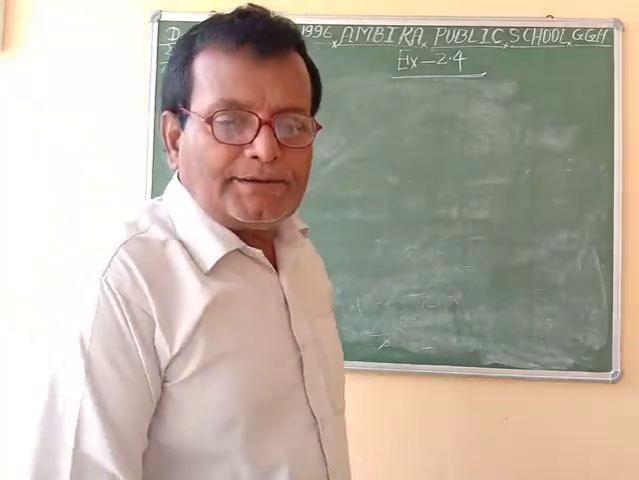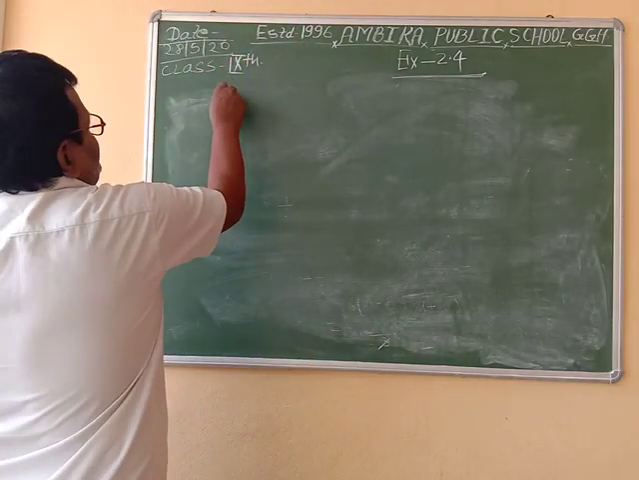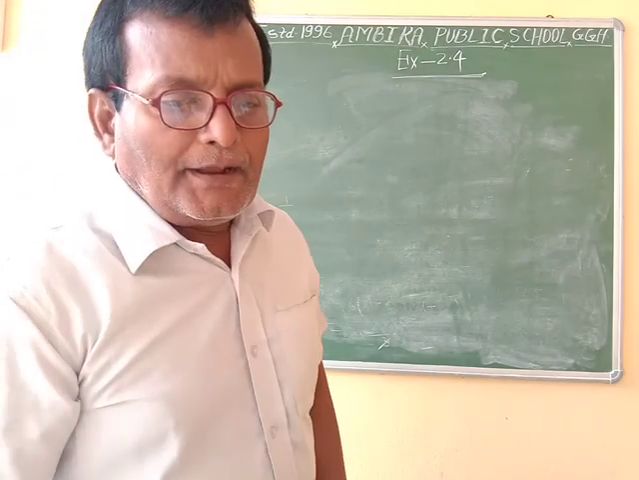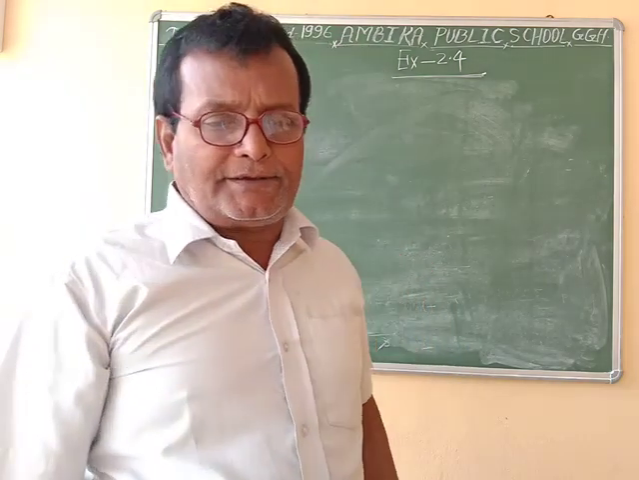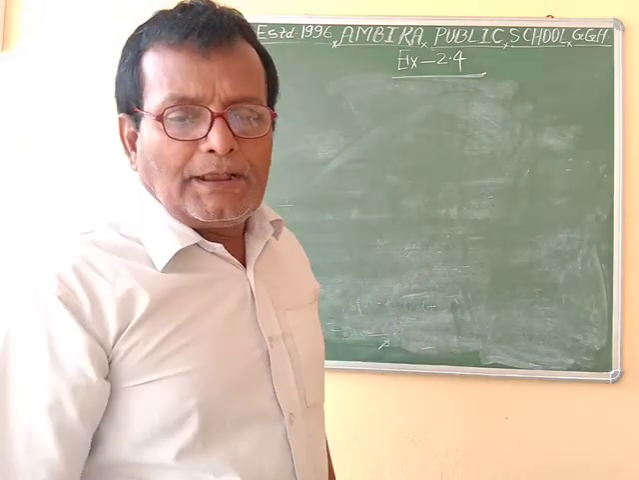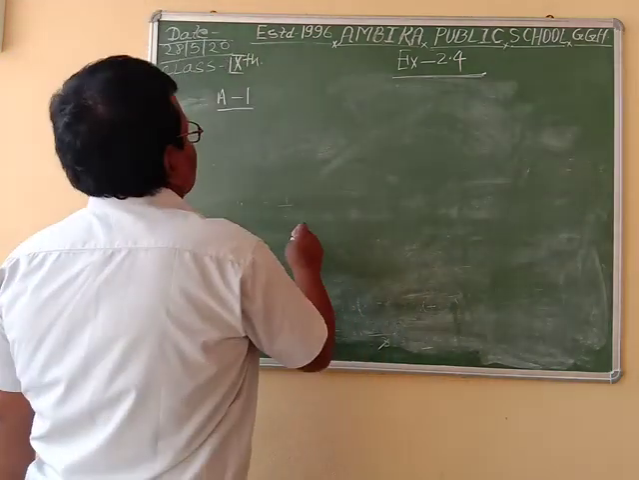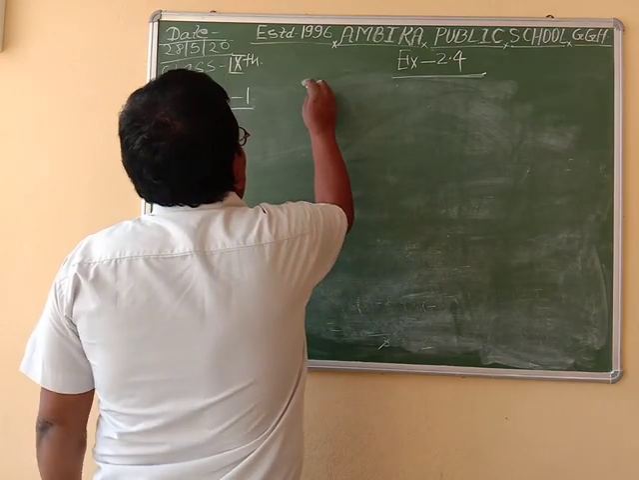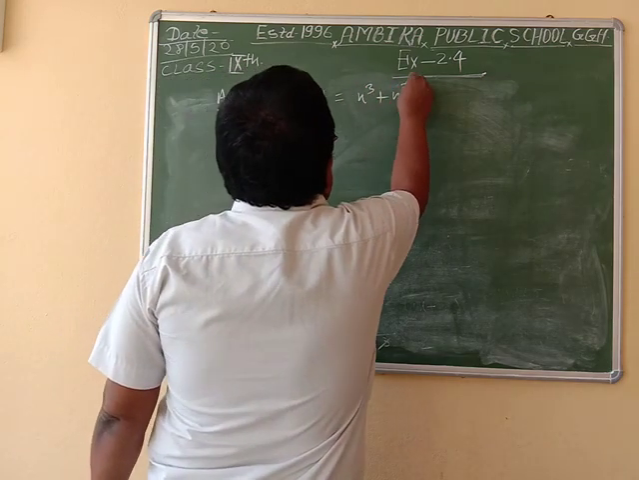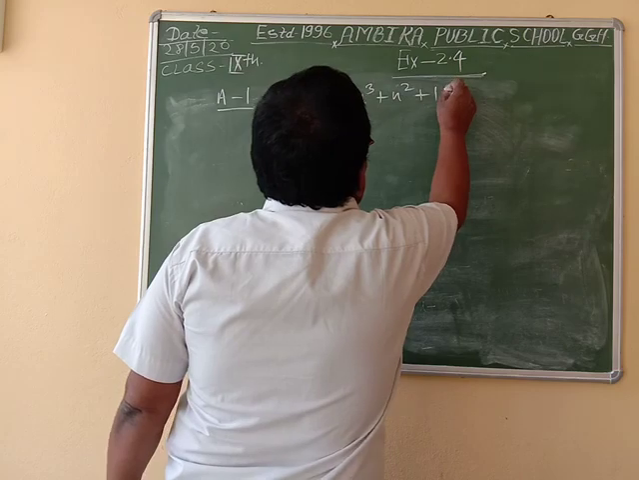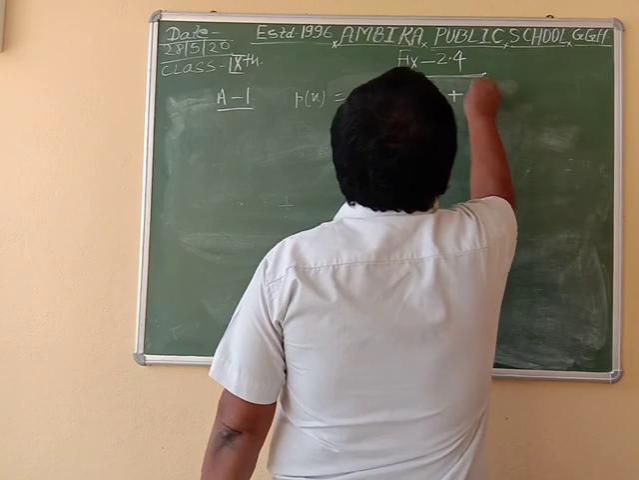Now I am going to start exercise 2.4. In question number 1, determine which of the following polynomials has x plus 1 as a factor. x cube plus x square plus x plus 1. Px is equal to x cube plus x square plus x plus 1.